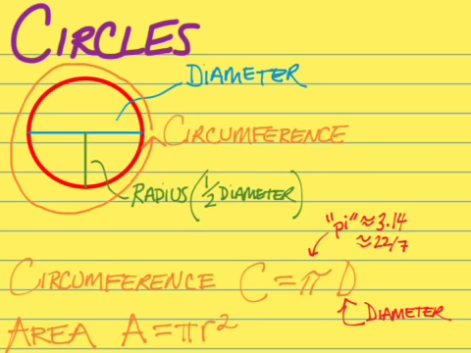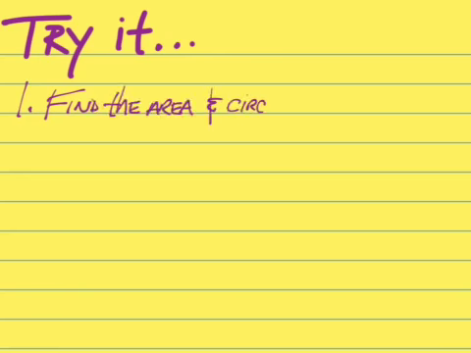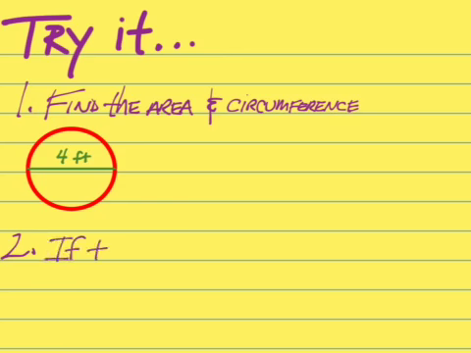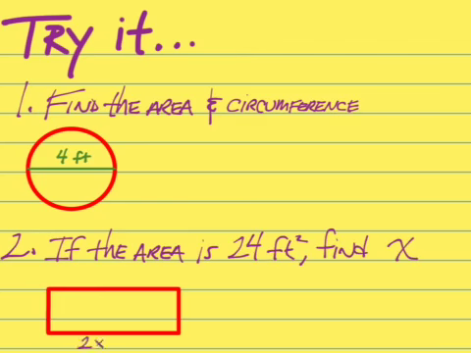Okay? All right. I want you to try it here. Find the area and circumference of that circle. And if the area is 24 square feet, find x. You can assume that's a rectangle. All right, take a couple minutes to solve those, and then we'll talk.